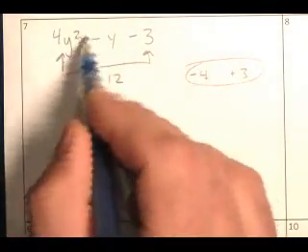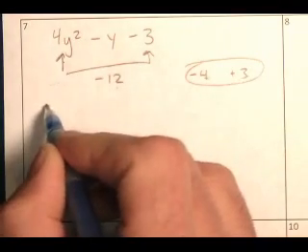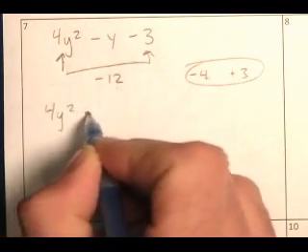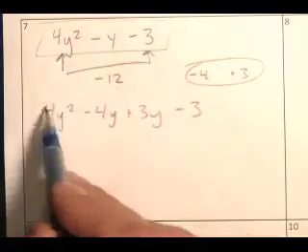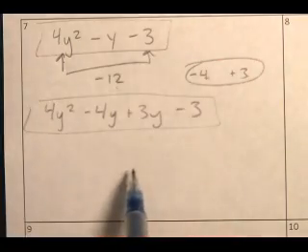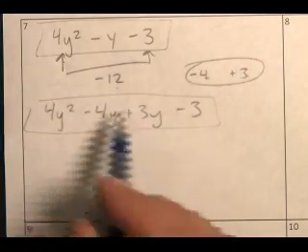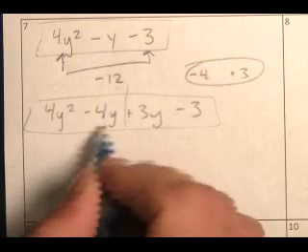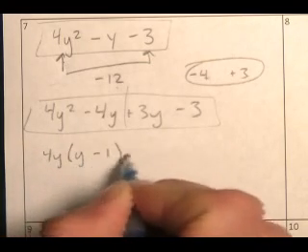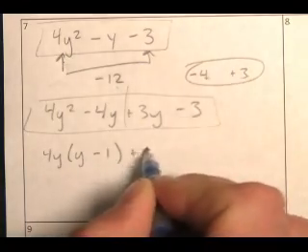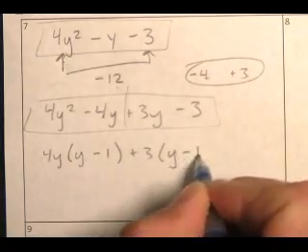Good. So now I'm going to rewrite the middle term with these. So I'm going to write 4y squared minus 4y plus 3y minus 3. Notice that these are the same expressions. They're equivalent. Sweet, dude. Now factor out what I can here. I can take a 4y out of this guy, and I get y minus 1. What can I take out of this? A 3. Y minus 1.